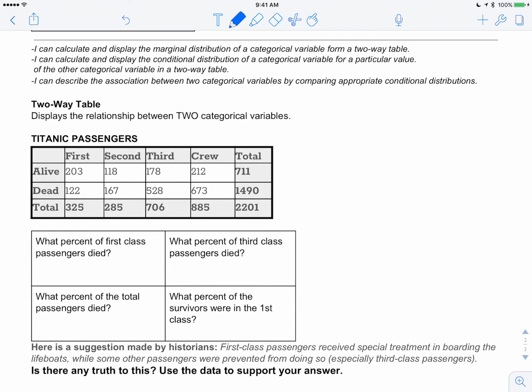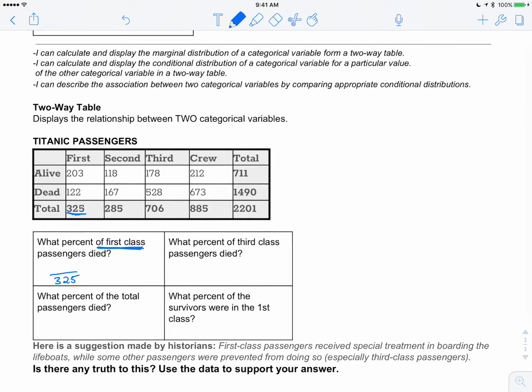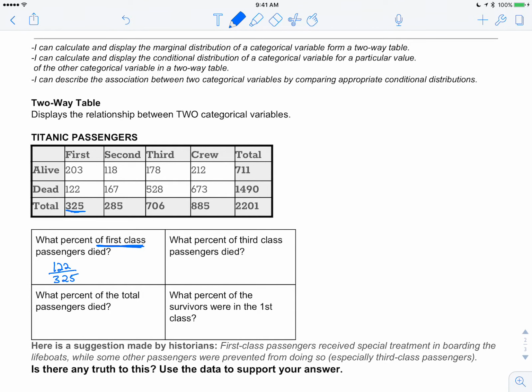First, what percent of first class passengers died? So of first class, that's your whole comparison there. So first class you're going to focus on here. The total is 325. That's going to be your denominator. That's your relation to the whole, 325. Passengers that died in first class, that's going to be 122. And approximating that percentage for you, you get 37.5%. So approximately 37.5% of passengers died from first class.